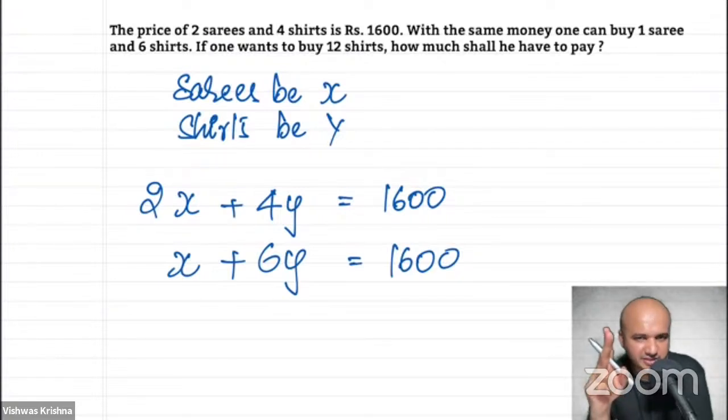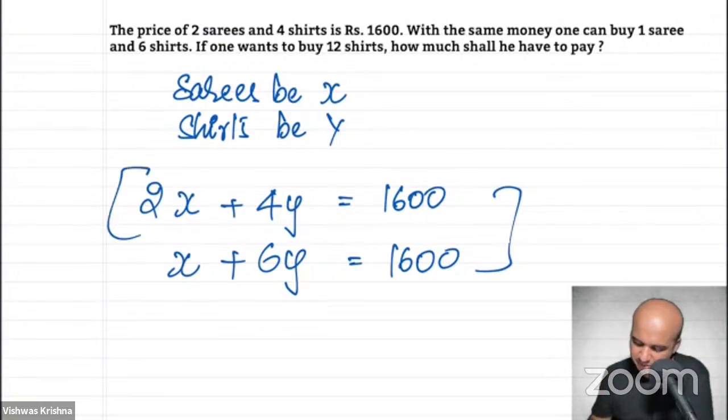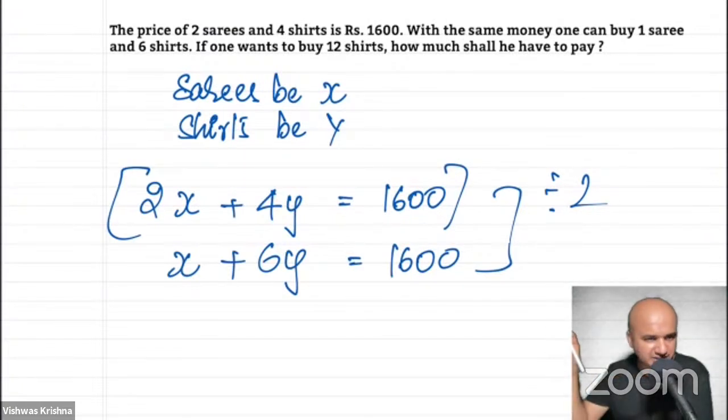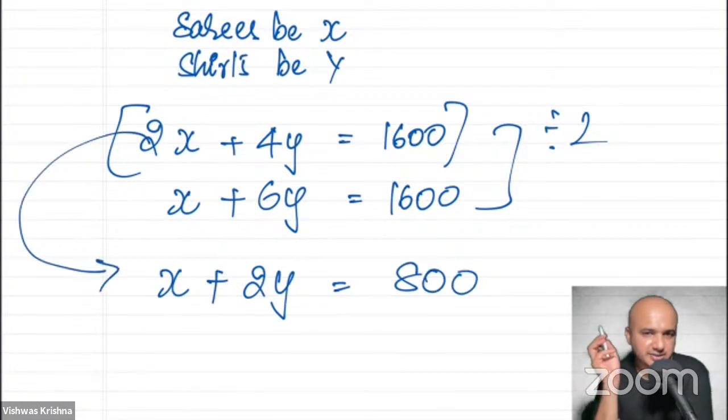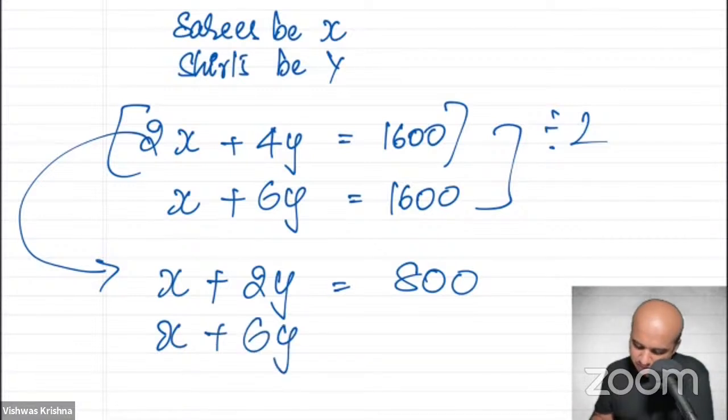Now we have two simultaneous equations. We can simplify this, but in this case, since the totals are one and the same, it would not be prudent to simplify as it is, because the amount will definitely be 0. So what we'll do is divide the first equation by 2, because it is easily divisible by 2. If you divide the whole first equation by 2, you will end up with x plus 2y equals 800. This equation has taken this form after we have divided everything by 2. We'll retain the second one as it is: x plus 6y equals 1600.